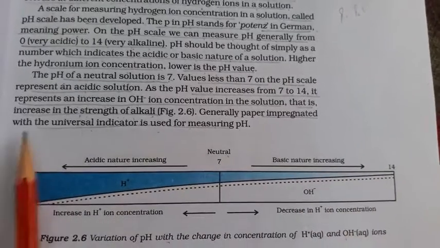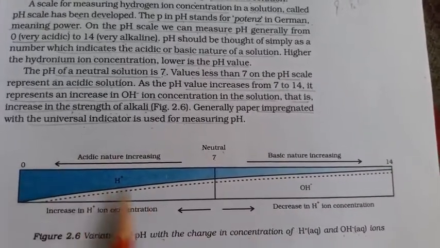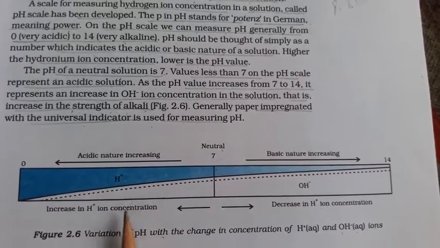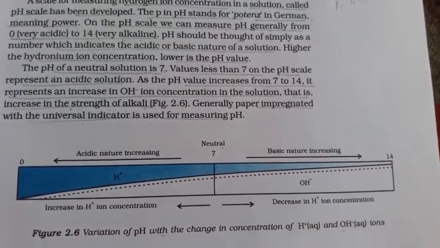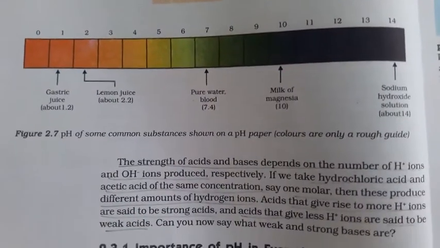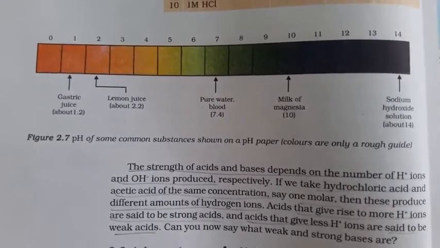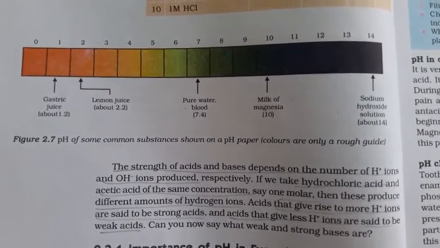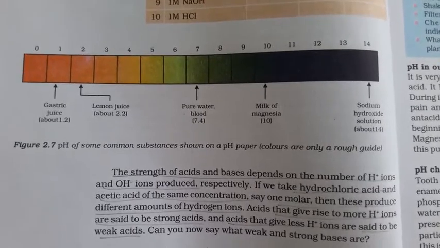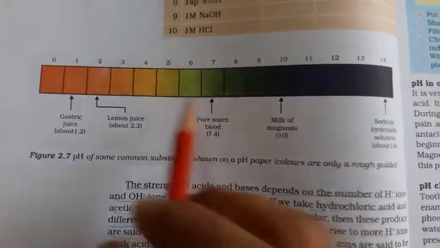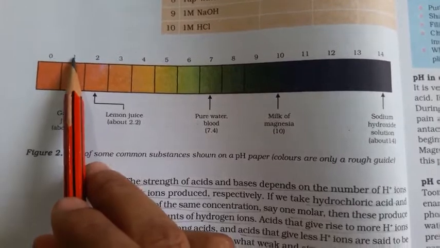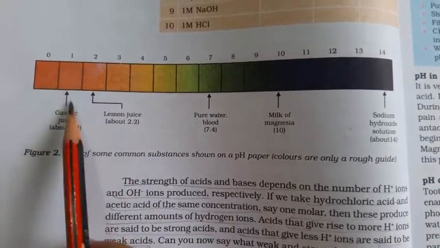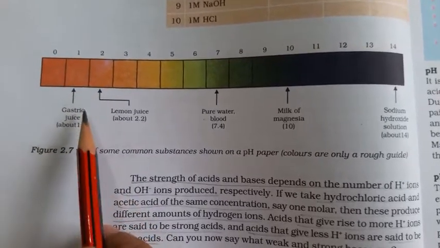So these are pH papers to measure the strength of H positive ion in solutions of different concentration. This is the colored paper to measure the pH value of different solutions. When a solution gives a deep red color, that stands for number 1, which represents a more acidic solution.